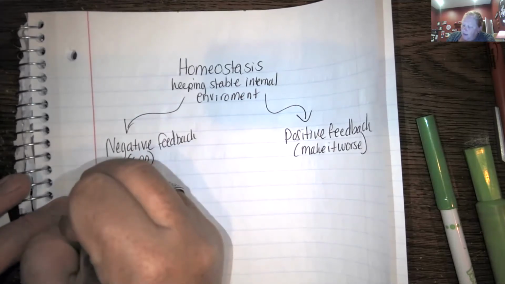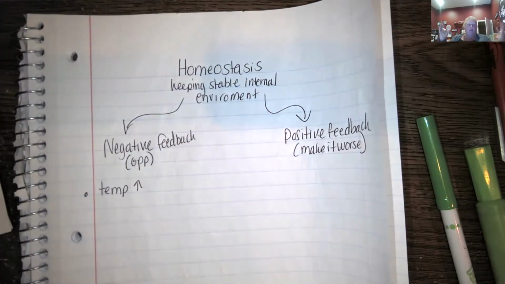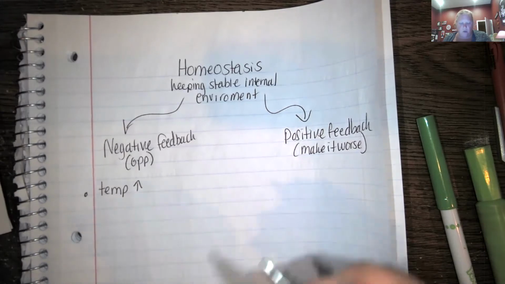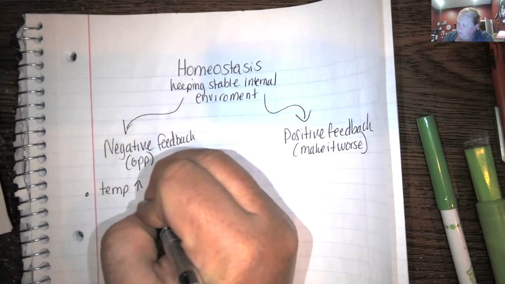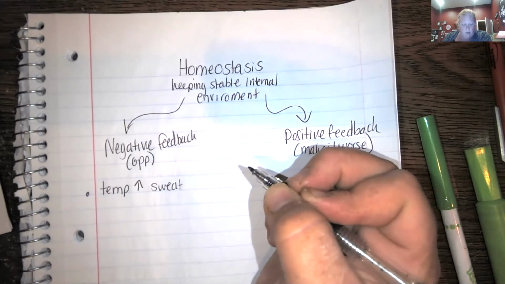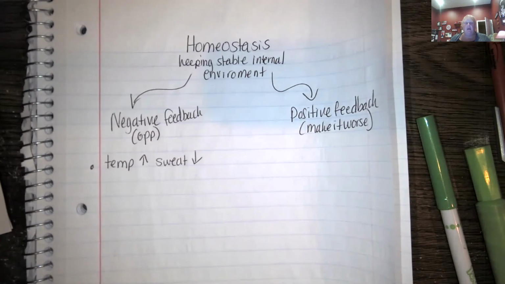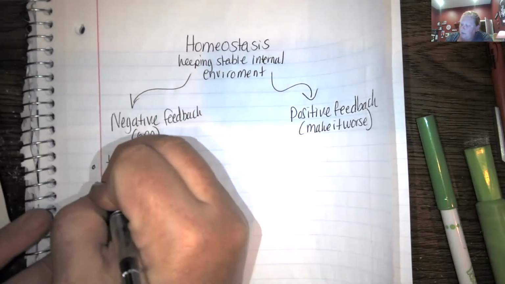Here's one of the first ones. Your temperature gets too high, okay? You're so hot, you're running. What is your body doing? You run and then you start to sweat. Sweat, that's always a hard one for me to spell. And you sweat, your body cools back down. So your body does something to immediately bring your body temperature down.